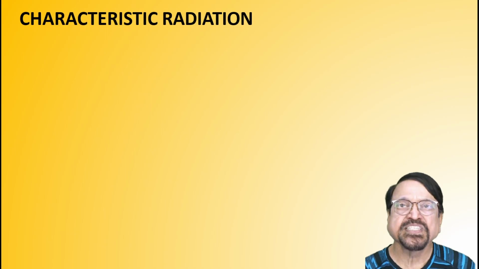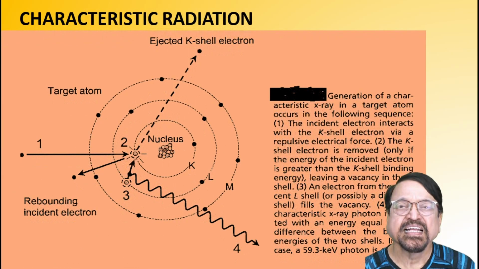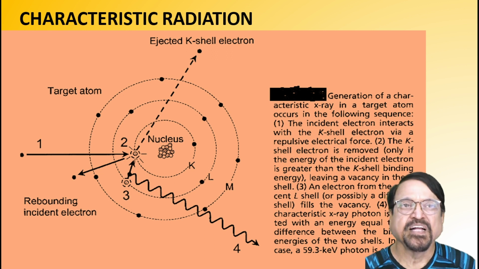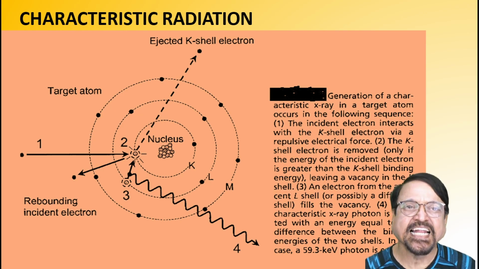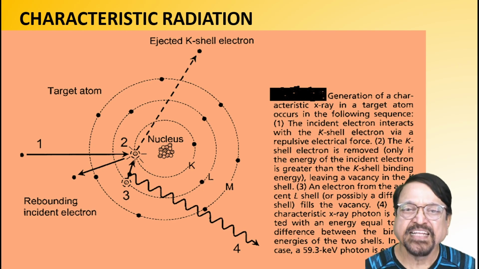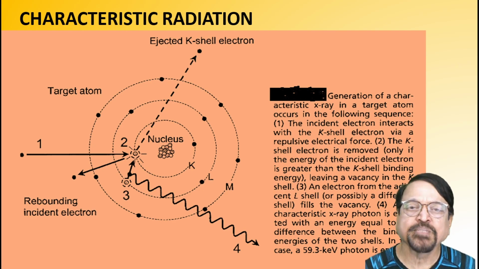Whatever we discussed theoretically before, now in visuals I am showing you the same things. Now what is characteristic radiation? Here I am showing you with the help of a chart. The generation of characteristic X-ray in a target atom occurs in the following sequence. The incident electron interacts with a K-shell electron via a repulsive electrical force. The K-shell electron is removed only if the energy of the incident electron is greater than the K-shell binding energy. Very obvious, no? Unless it has more energy to displace, it cannot displace it.